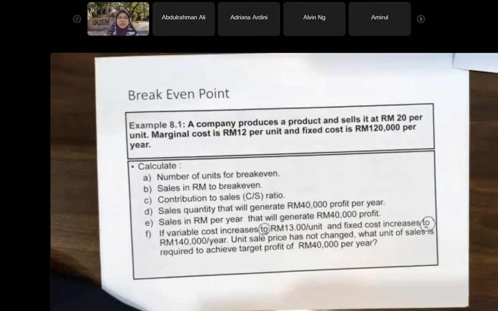Marginal costing and decision making. Okay, relevant cost. This is the terms and conditions. Only relevant cost should be considered. Historical cost and sunk cost are not relevant in this analysis.